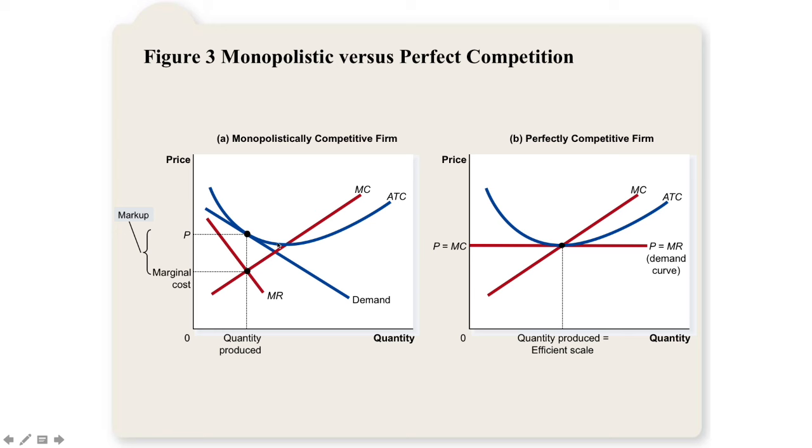Another significant difference is we're not producing at the minimum of the ATC anymore, okay? And that's the idea. Excess capacity is the idea that we could increase the quantity. So this is the profit maximizing point. We could produce more and lower the cost, but the firm isn't going to do that simply because it doesn't maximize their profits. Their profits are maximized wherever MR equals MC. So from the economist's point of view, the perfectly competitive outcome is actually superior to the monopolistically competitive outcome because of this dead weight loss and because of the excess capacity.